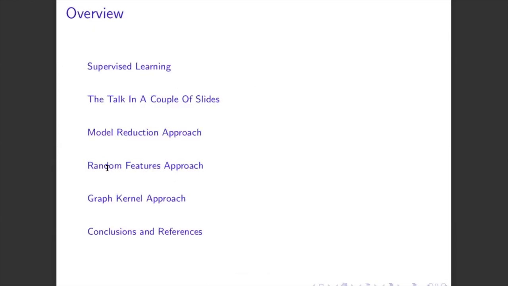So I'm going to explain to you what supervised learning is. Again, I'm not going to make the assumption that you know what it is. I'm going to repeatedly try and get across to you the one overarching idea which unifies the three different papers I'm going to describe. And I will first encounter that idea in the section entitled A Talk in a Couple of Slides. And then in the following three sections, I will describe specific instantiations of this methodology, the model reduction approach, random features approach, and the graph kernel approach. I may not have time to go into as much detail as I'd like with the last, and I'll see how timing goes.